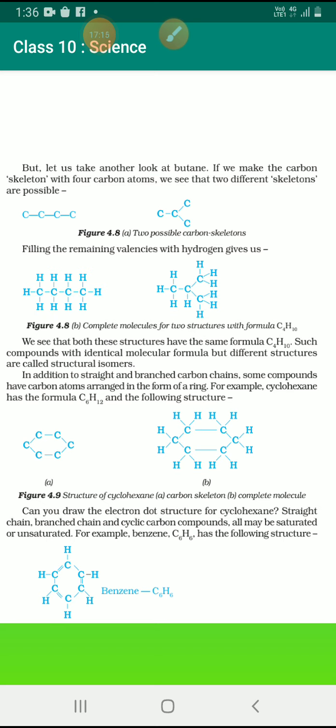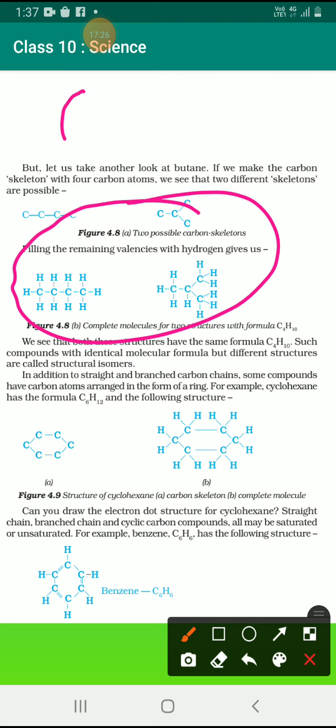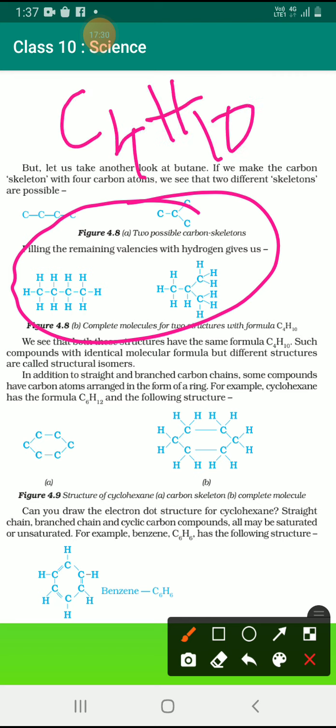For that, you need to write the structures of these two. Remember these two structures. The molecular formula is what? C4H10, correct? C4H10 is the molecular formula, but it can be arranged in 2 ways, right? Here you can count C is 4, H is 10. Here also C is 4, H is 10, but one is arranged in a straight chain and another one is arranged in a branched chain.